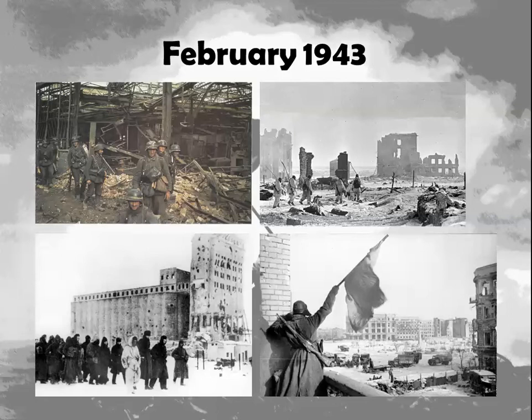There's further pictures illustrating what happened there at Stalingrad. In the lower right-hand corner, you actually have German prisoners of war, and they're walking back past what's actually a grain elevator that's been blown to pieces.